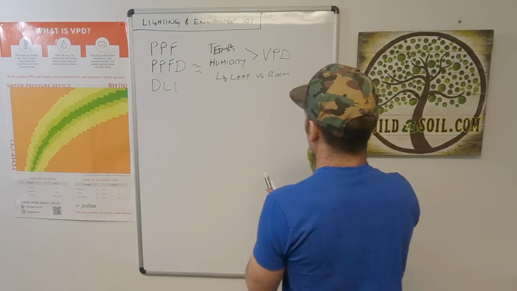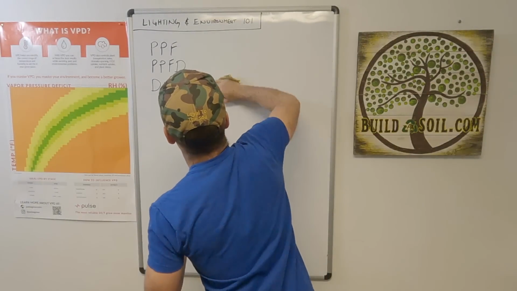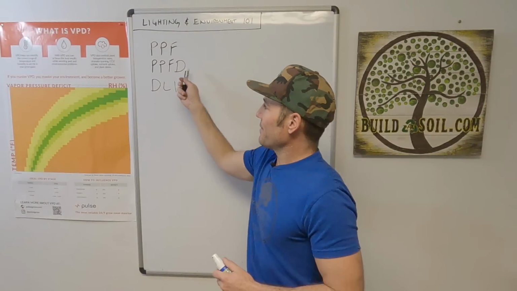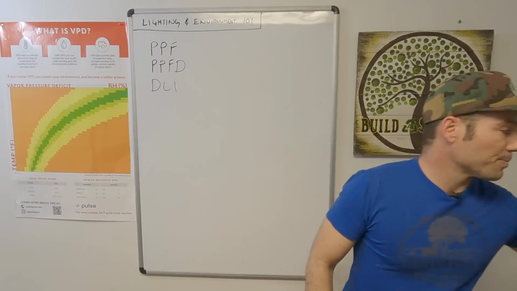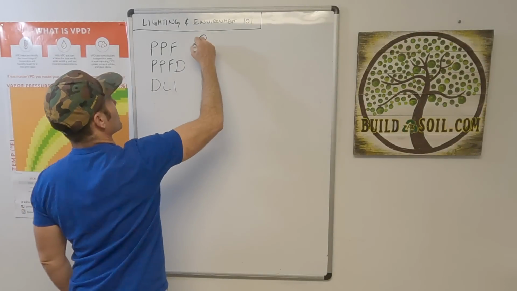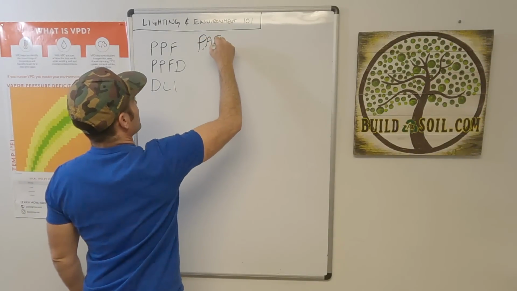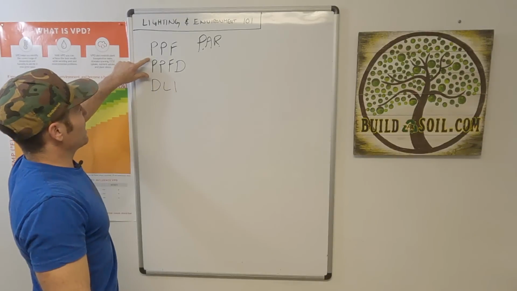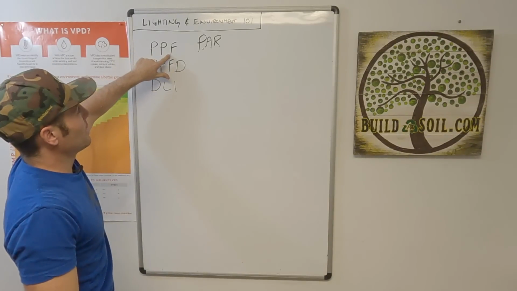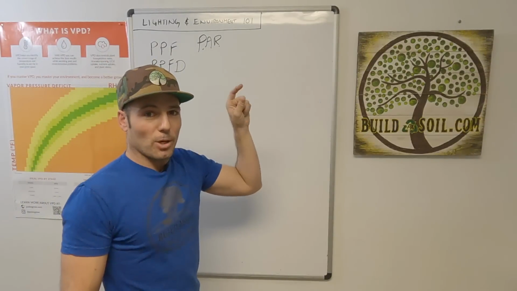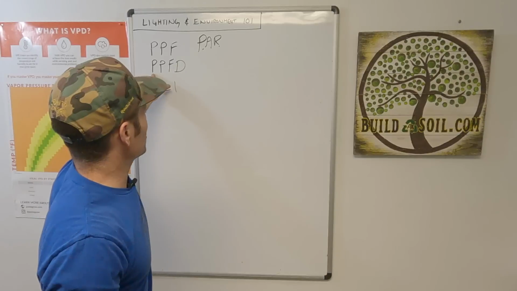I've got a small whiteboard, so I'm just gonna erase. All right, and we'll leave it up here for PPF, PPFD, and DLI, and we'll discuss that right now. And so essentially, you're gonna hear this term PAR. And that is photosynthetic active radiation. And this is photosynthetic photon flux. And so this is measured in how much light is being put off from the light. And this one's how much the plants are receiving.